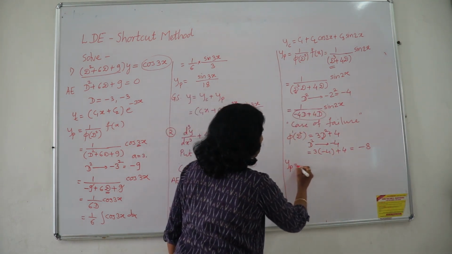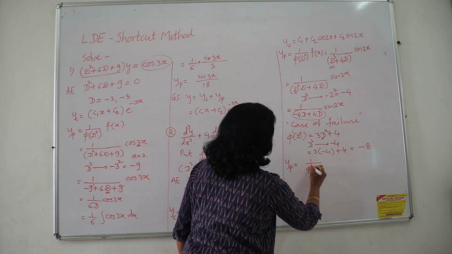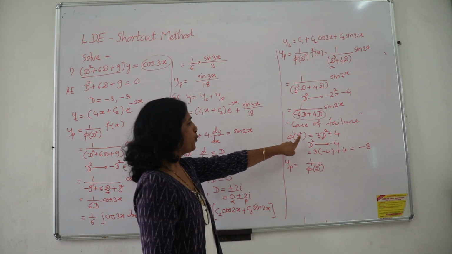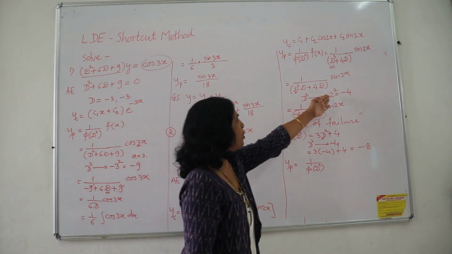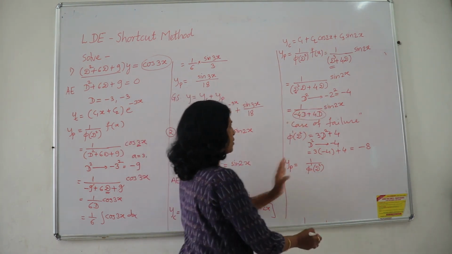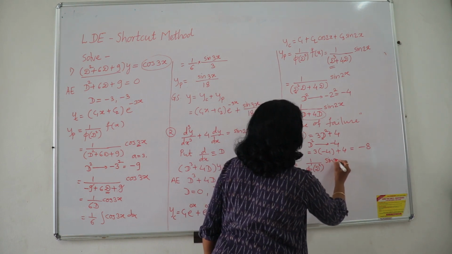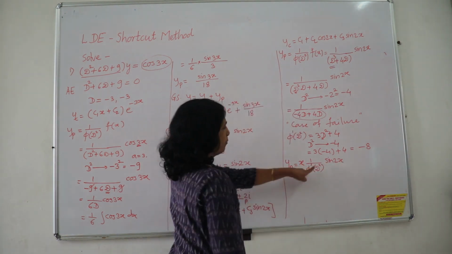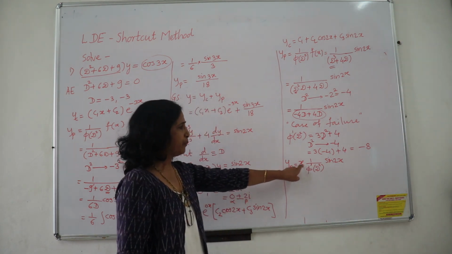So yp is equal to 1 upon phi dash. We have to calculate phi dash, calculated D square. Now see, you have two choices. You may keep D square like this, or if you want, you can place minus 4 even. So you decide how you want to go. Function remaining same. Very important thing is multiply by x. This is something important for that.